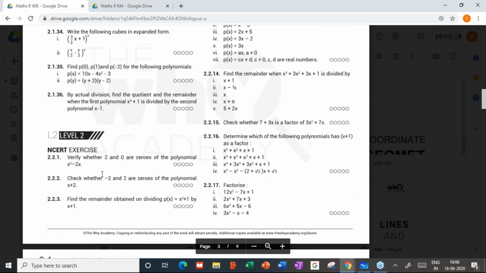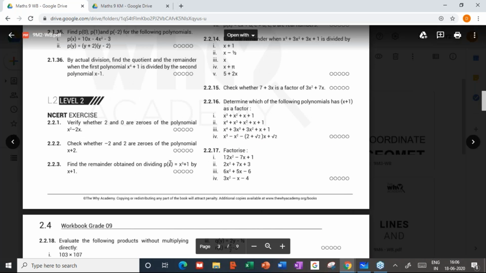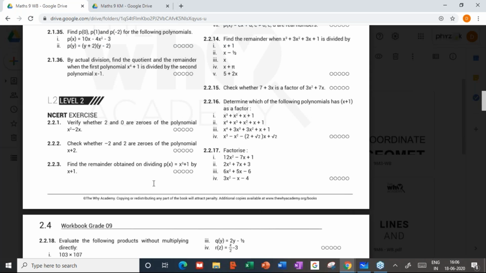Tell me this question itself, 2.2.3. Find the remainder obtained on dividing p of x, x cube plus 1, by x plus 1. Use the remainder theorem and tell me.